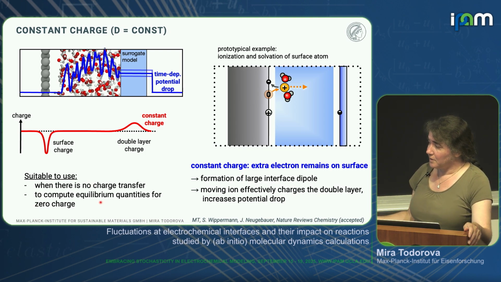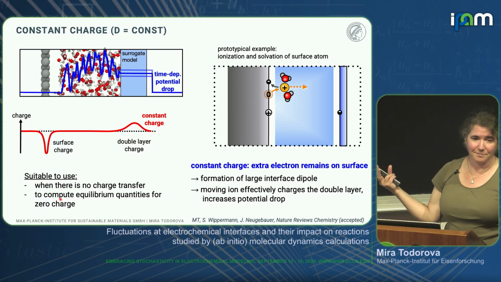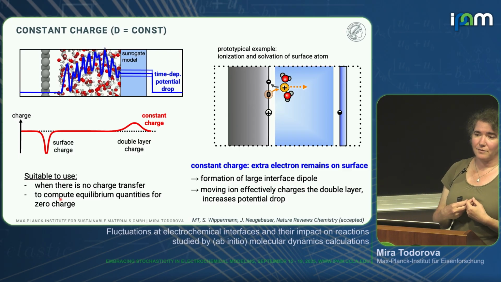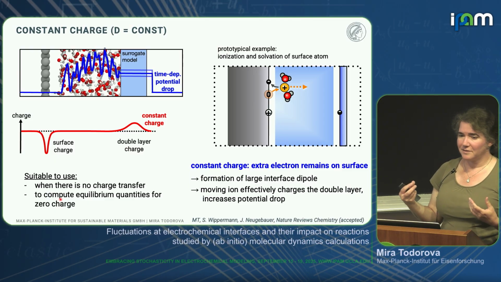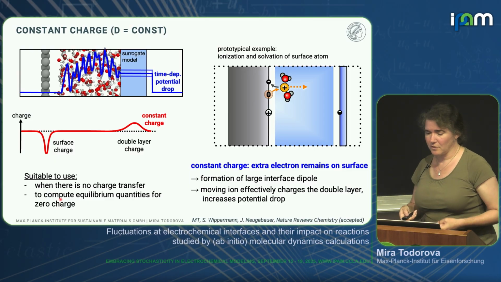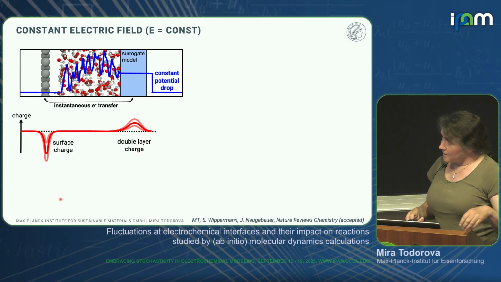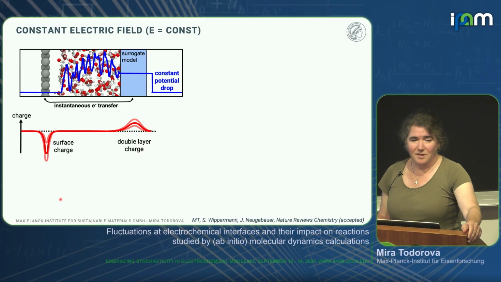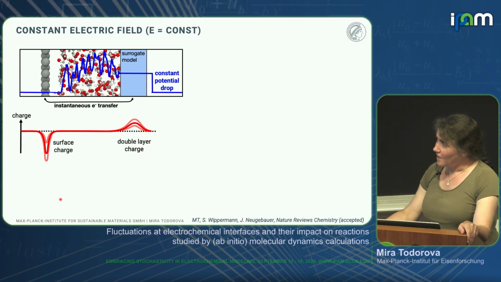And so for computing equilibrium properties at zero charge, this will be a suitable boundary condition that will also describe what I have in the overall system. But of course, I never know a priori whether I won't have some kind of reaction which will change the situation.